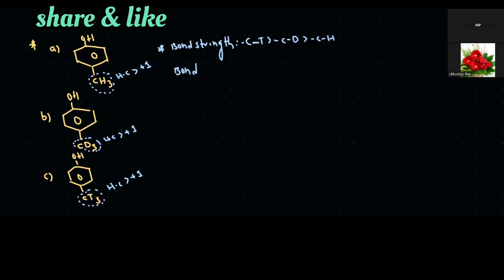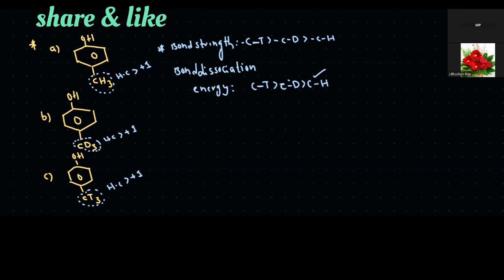Bond dissociation energy. Which one requires more? Again, C-T requires more energy than C-D, than C-H. So if this one requires more energy to break the bond, in these three cases, which one breaks easily? The carbon hydrogen bond will easily break. So if the carbon hydrogen bond easily breaks, the reactivity is very high, and the electron density increases very high on this carbon. If the density increases more, now the acidic strength is less.